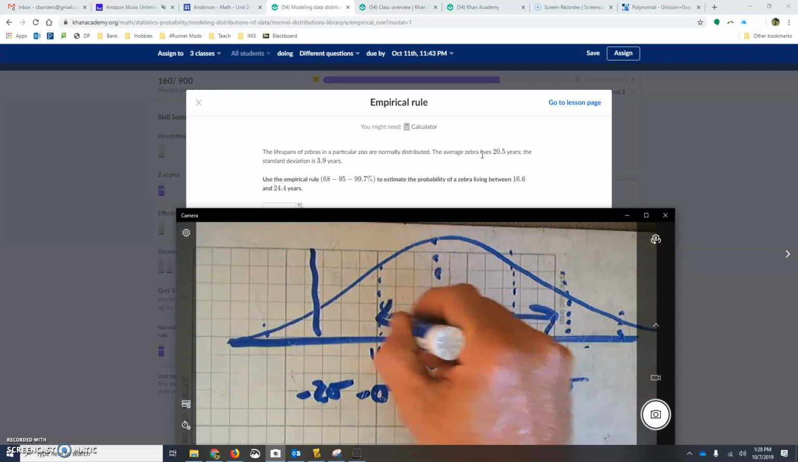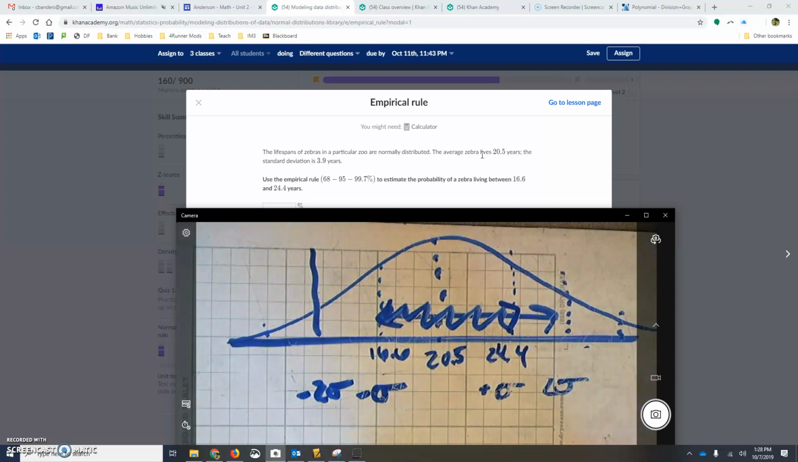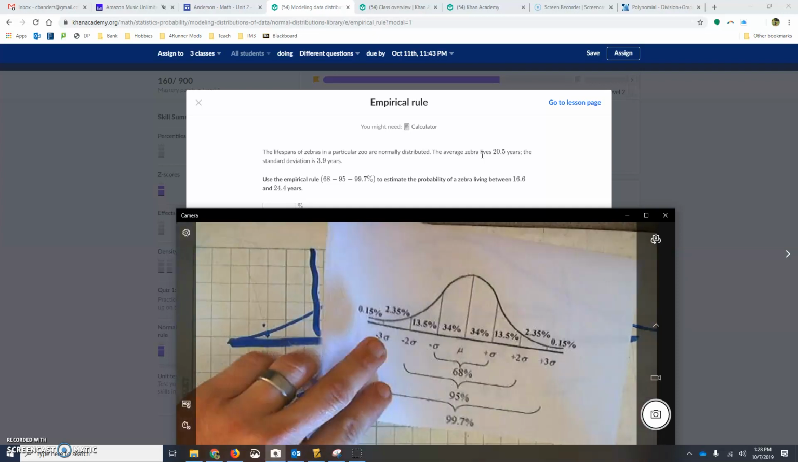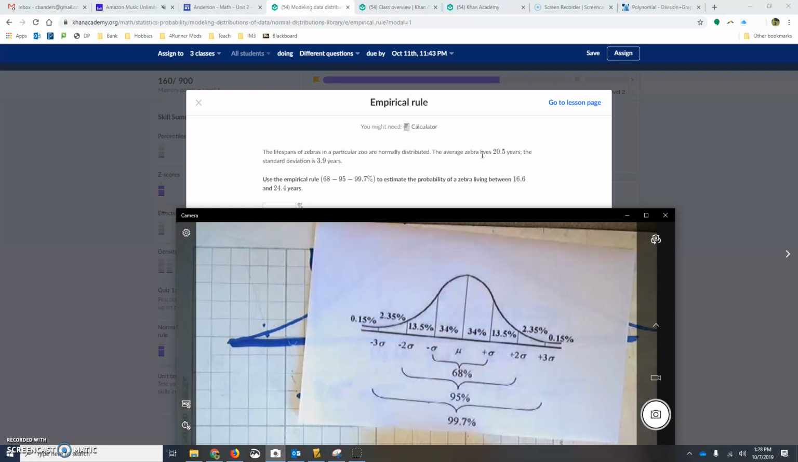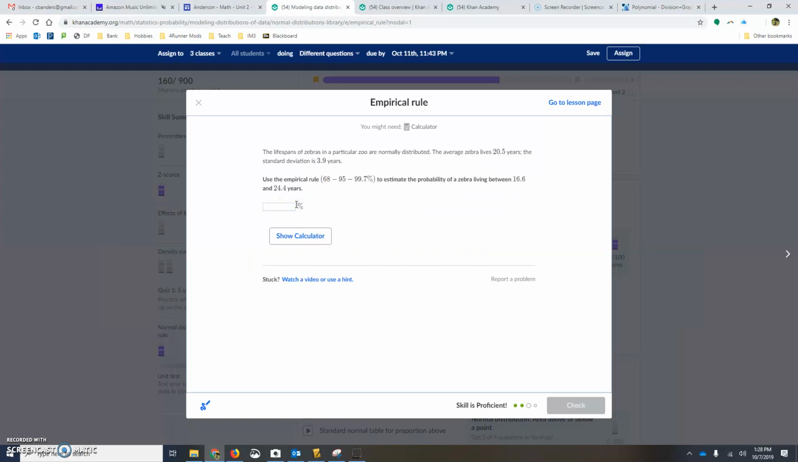So they only care about the likelihood of the zebras living as long as that area. Well, back to our little chart, it's 34% plus 34%, which is 68. And we're right. Okay, last question.